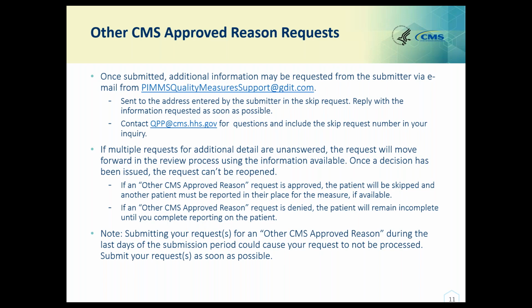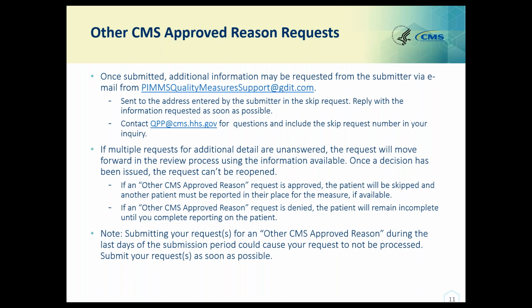So once submitted, additional information may be requested from the submitter via email from the PIMS Quality Measure Support mailbox. These inquiries are sent to the address entered by the submitter when they're filling out the skip request. So we ask that you reply with the information requested as soon as possible.